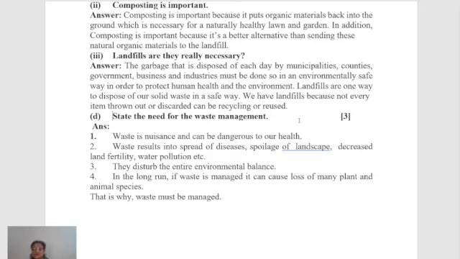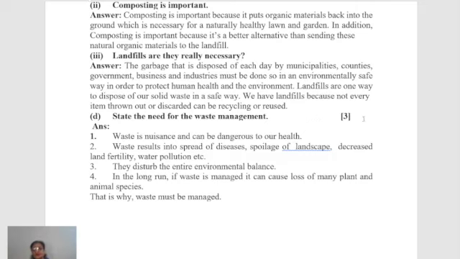Otherwise, in the case of open dumping, right? So no doubt this is a better way, okay, as compared to open dumping. These are one way to dispose of our solid waste in a safe manner. And we have landfills because not every item that is thrown out or discarded can be recycled or reused. So for that waste, this is the best option.